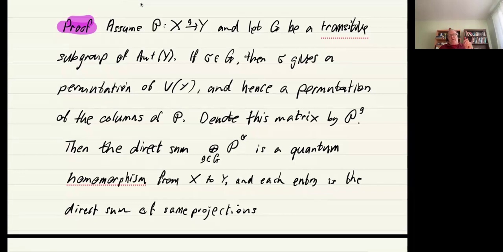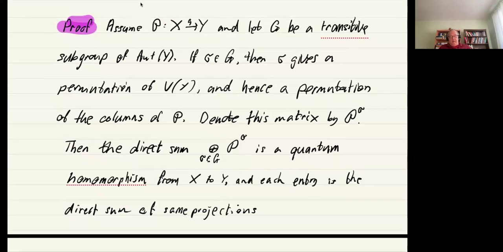It won't be equal to the previous one because basically what you're doing is you're shuffling the columns of the quantum homomorphism using the group element little g. But it's quite clear if I have a quantum homomorphism and I permute the columns, what I've got is still a quantum homomorphism. Nothing's broken. Okay, so let me be original and denote this matrix by p to the sigma.